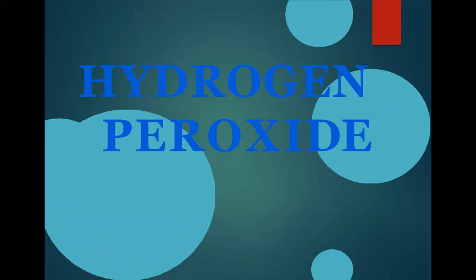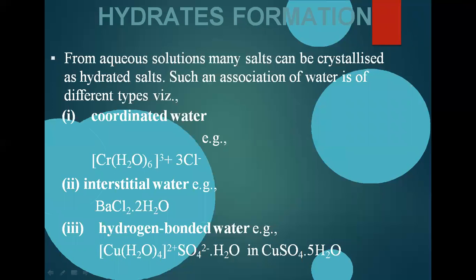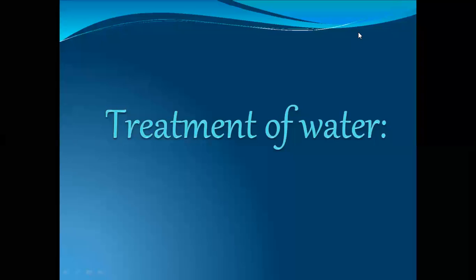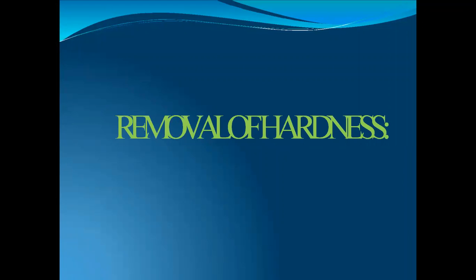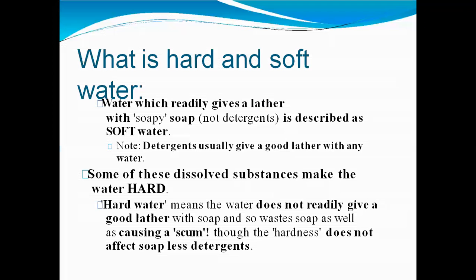Okay. Next topic is treatment of water. Water exists on Earth in different forms. It is hard, it is soft, it is saline. Different types of water are there. But for use, we have to remove the hardness of water, otherwise it will affect us.